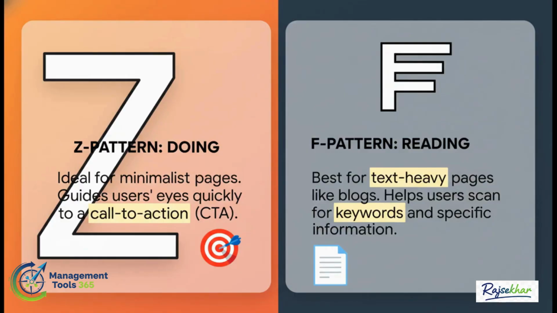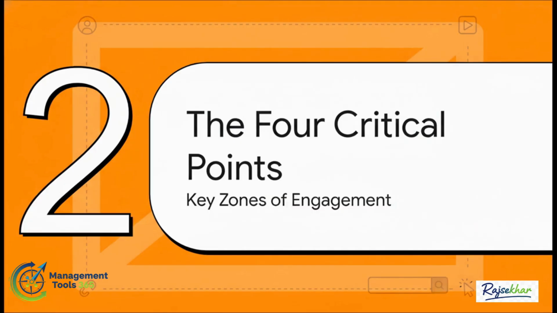Now, you're probably thinking, wait, what about the F pattern I've heard about? Great question. The difference is absolutely crucial. The Z pattern is for pages designed for action. Think landing pages and ads. The goal is to get someone to do something. The F pattern? That's for pages designed for information, like blog posts or search results. So one is for doing, the other's for reading. Simple as that. So how do we actually make this work?